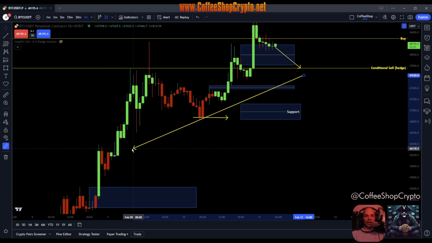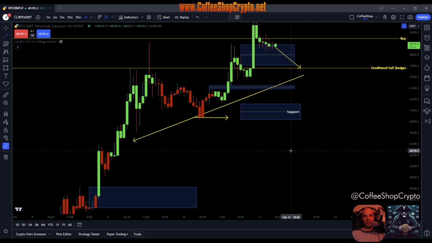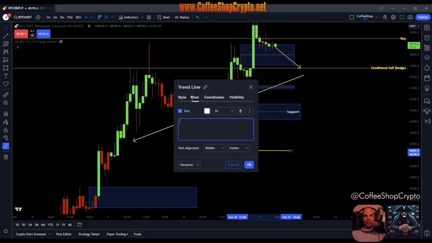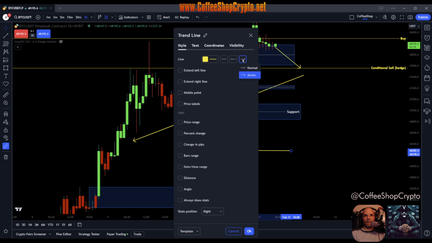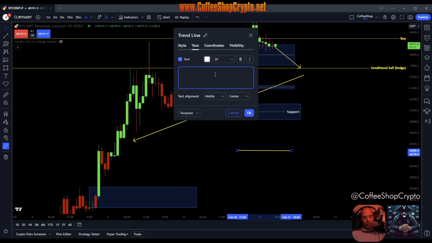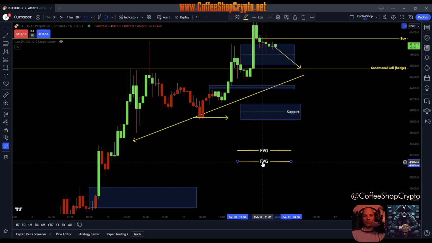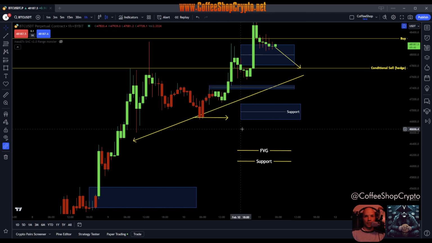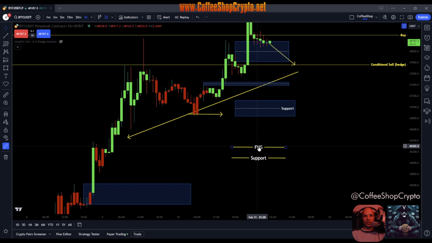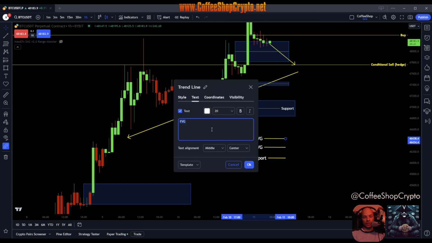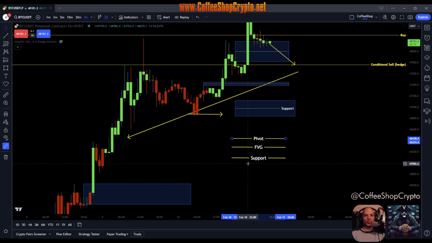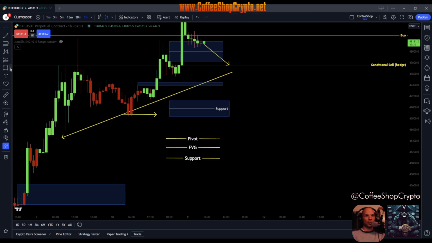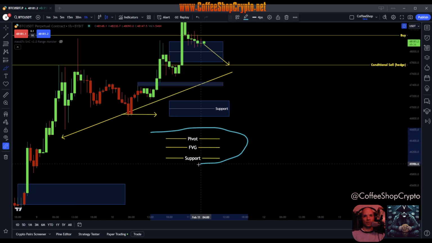Now, like I said, I want to see in this level. Let's turn this off. There. So first I want to see an area that is a fair value gap, okay? And then below that, I want to see support, right? And in between these two, and above the fair value gap, I want to see a pivot. Now this is if I'm doing a short sell, okay? This is only if I'm doing a short. I'll do this, right?